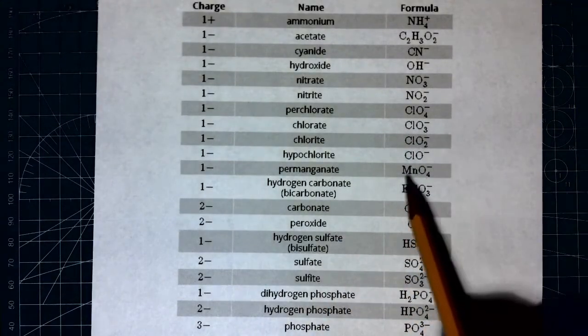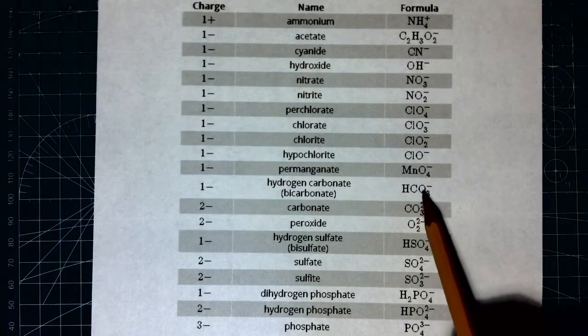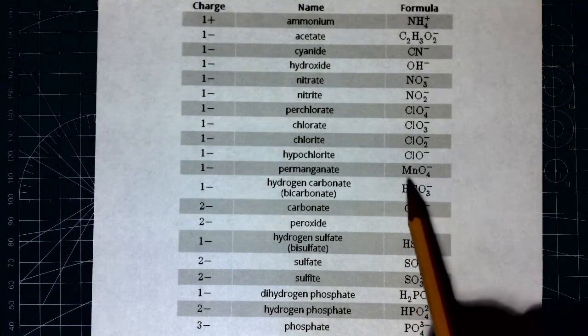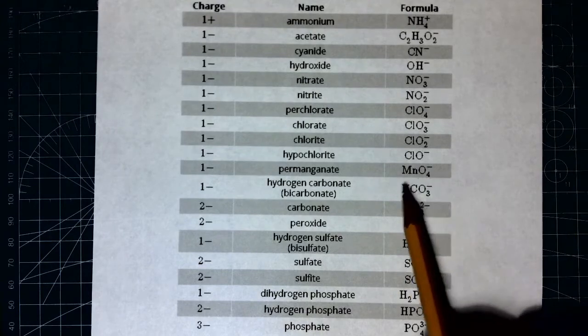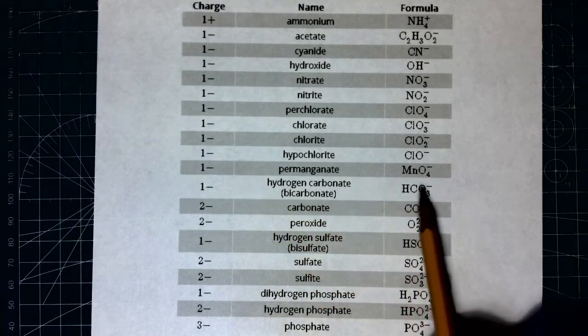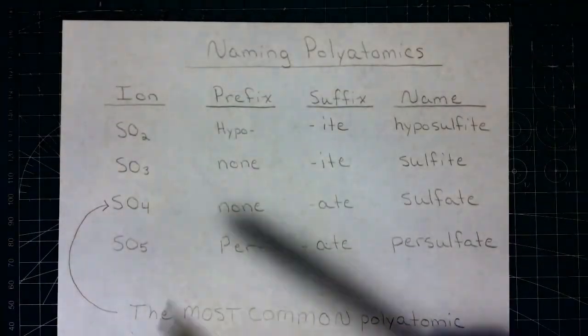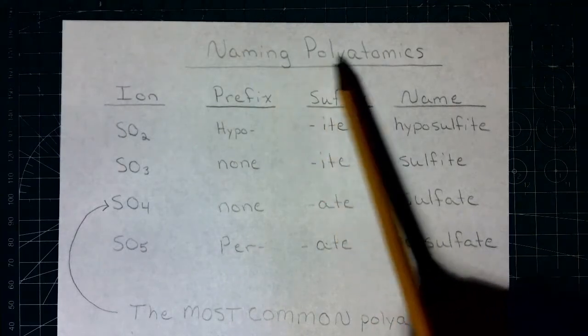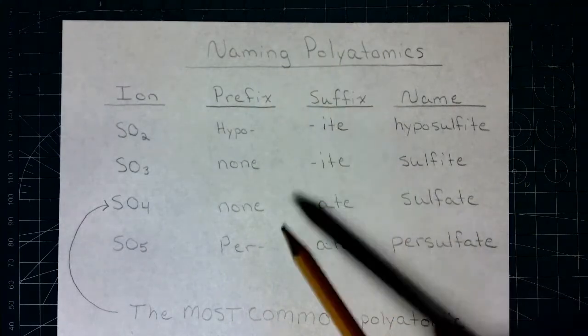So if you see something like HCO3 in a molecule, you'll know that that is the polyatomic hydrogen carbonate. It's going to be treated as one little unit, and it's going to have a -1 charge. So let's talk a little bit more about the naming of polyatomics.